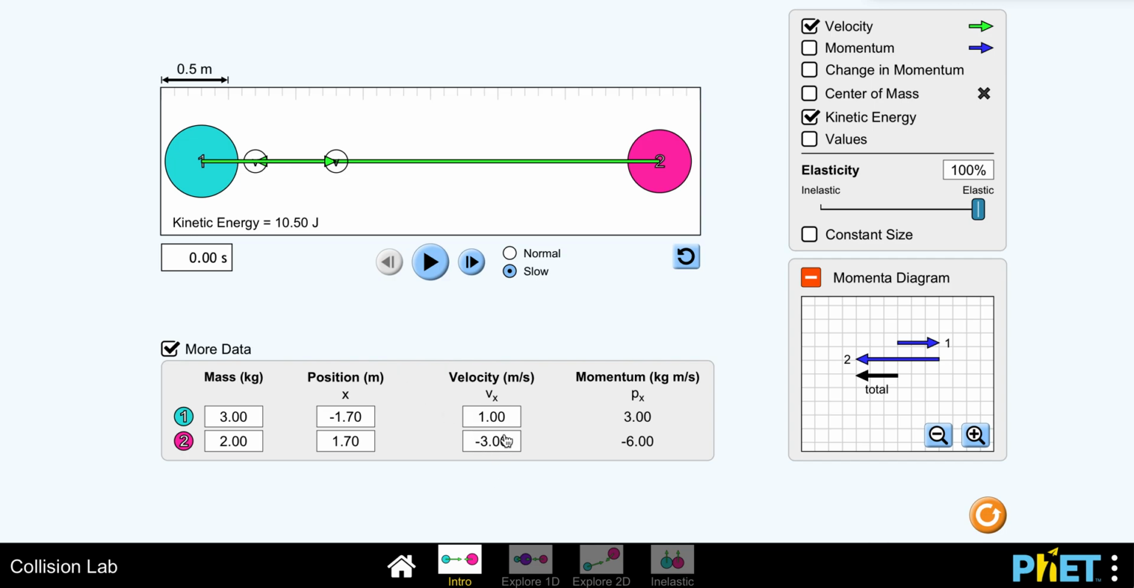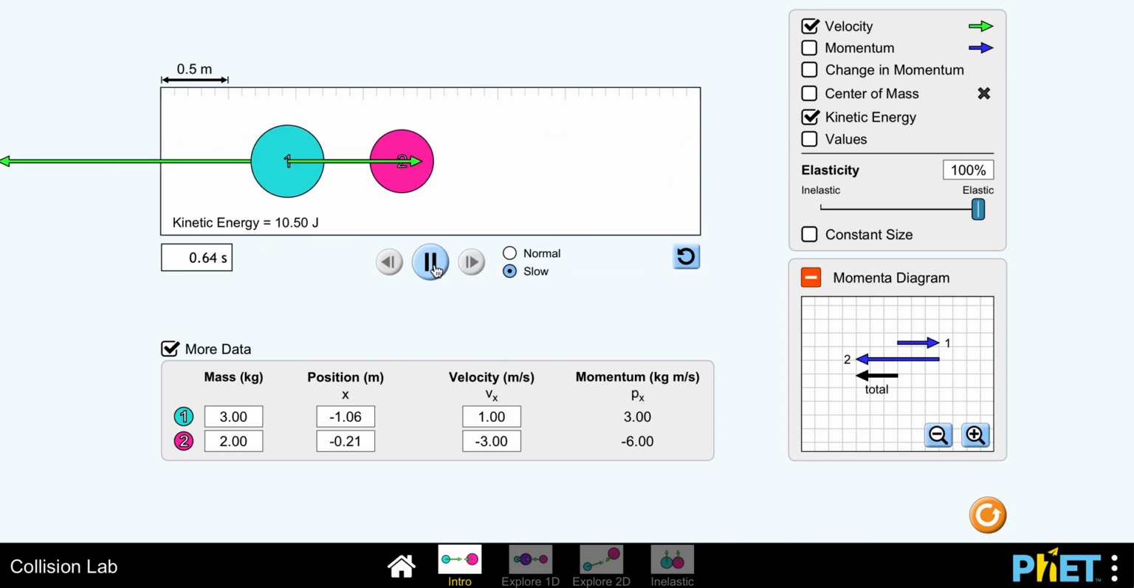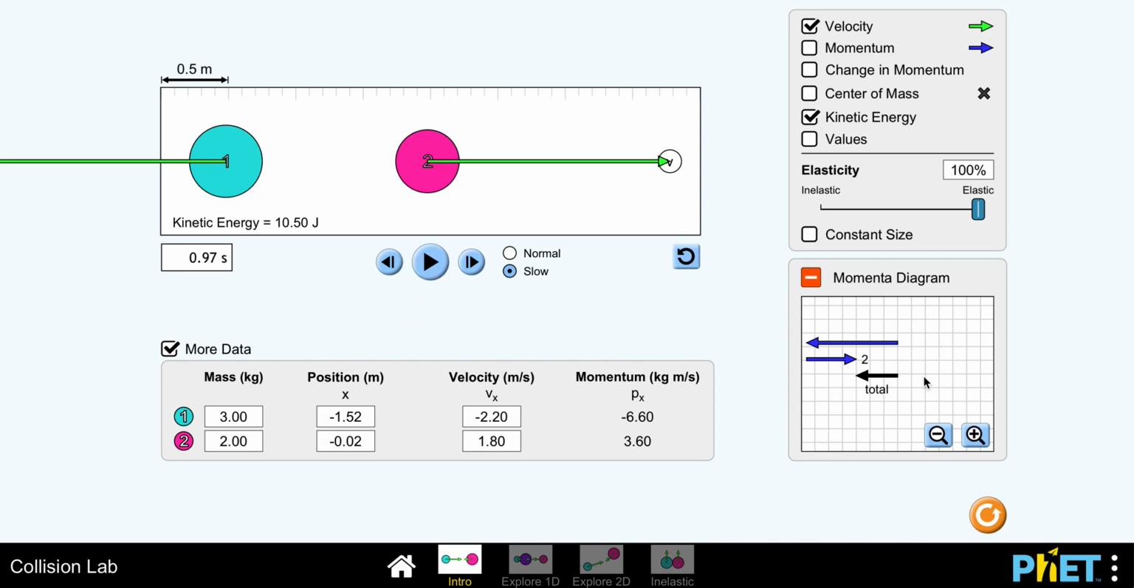Here I have two particles. My first particle is 3 kilograms and my second is 2 kilograms. This one's going at 1 meter per second, and this one's going at 3. I can look at my momentum diagram down here and see I have a total to the right. Notice I have kinetic energy of 10.5 joules overall. When I play this through, they collide and go off, and afterwards our momentum is exactly the same, so momentum is conserved. Look at our kinetic energy: it's exactly the same as well.